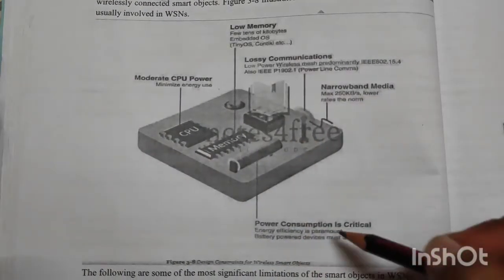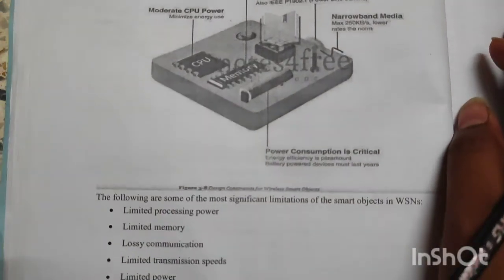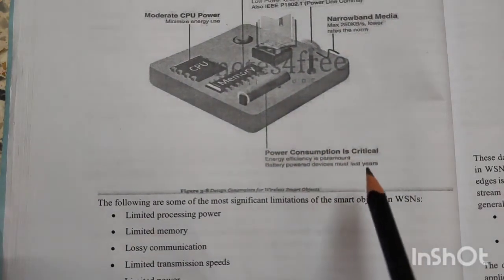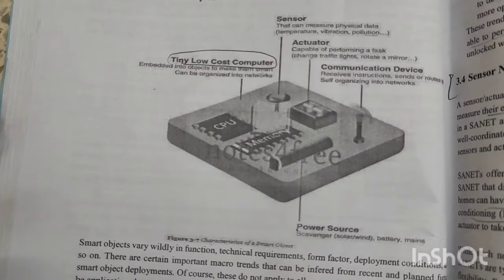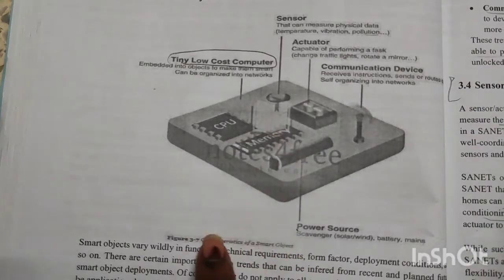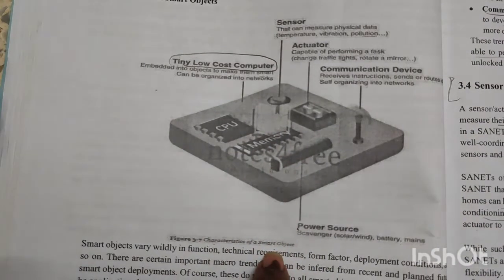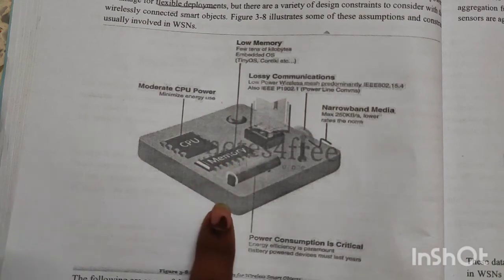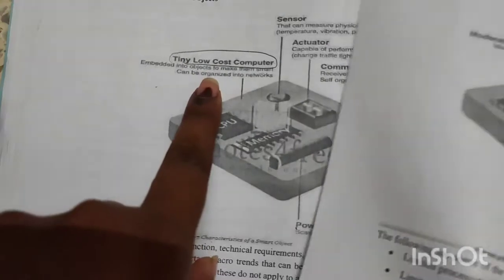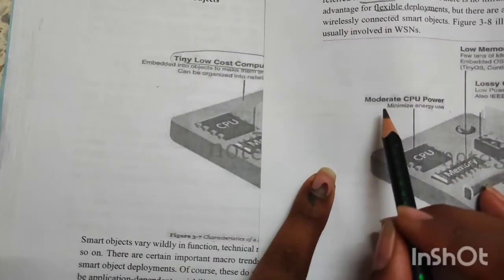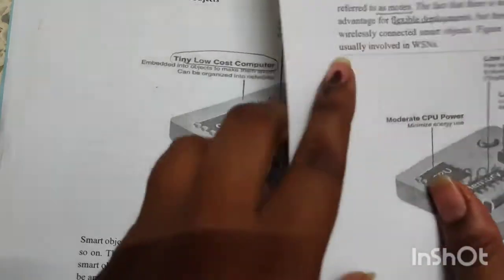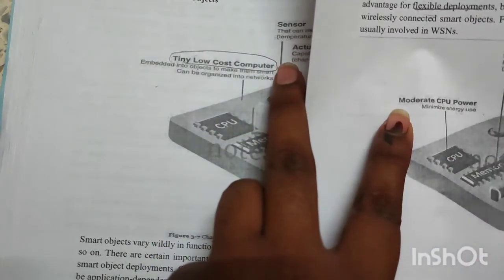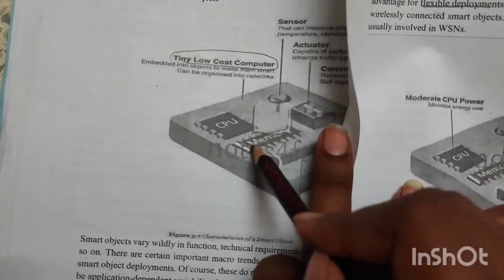Then you have power consumption is critical. The difference between smart sensor networks and WSN is that it is a low cost tiny computer. Here it is moderate power consumption. Here you have a sensor. Instead of that, you have low memory over here. You're labeling this as low memory.